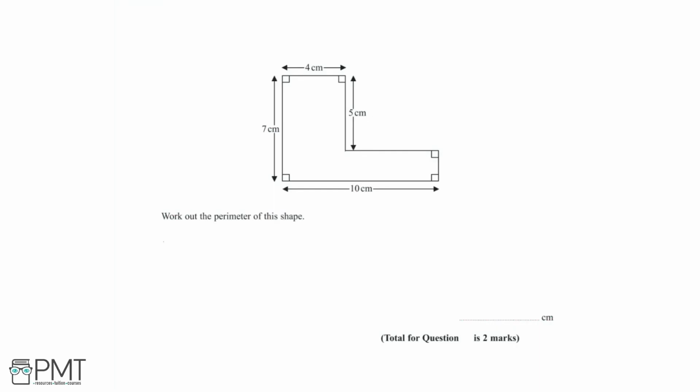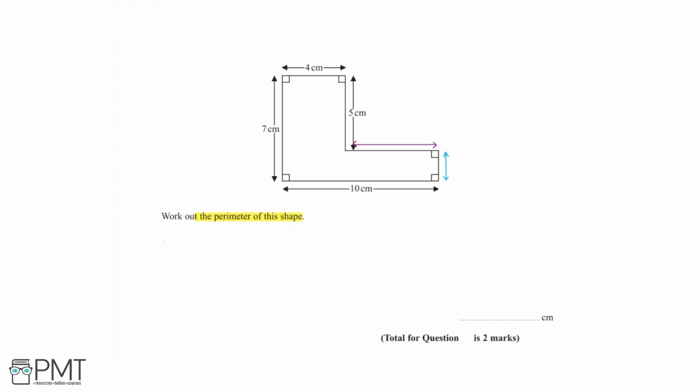In this question, we're given a diagram, and we need to work out the perimeter of this shape. Now to find the perimeter, we need to find the total length of all of the sides. But you can see that in our diagram, we have 2 missing sides, one labelled in purple and one labelled in blue. Now let's find the length of these 2 sides in order to find the perimeter of the shape.